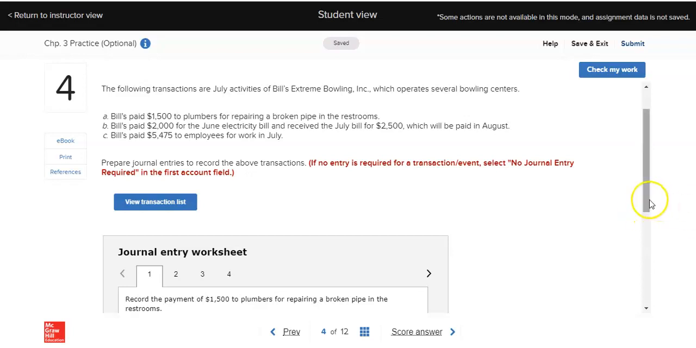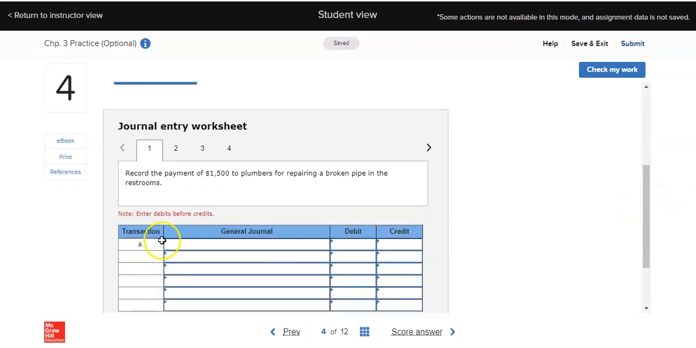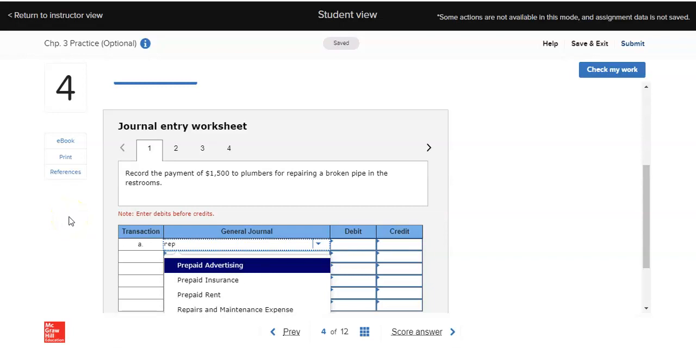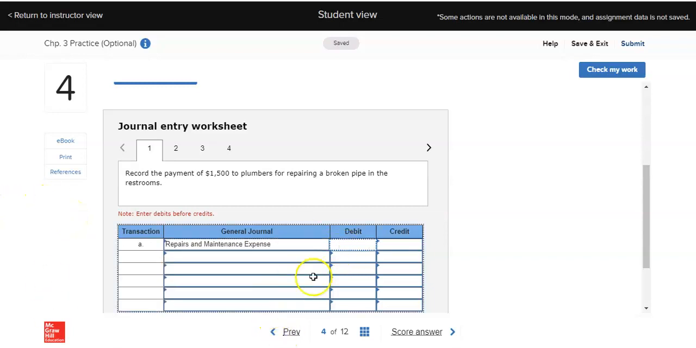So in this case, we're going to debit repairs and maintenance expense to record the expense, and we will credit cash to record the payment. Now, by the way, when we say the word cash, we really don't mean paid in cash. We mean paid from the cash account. We usually use a checking account for such things.